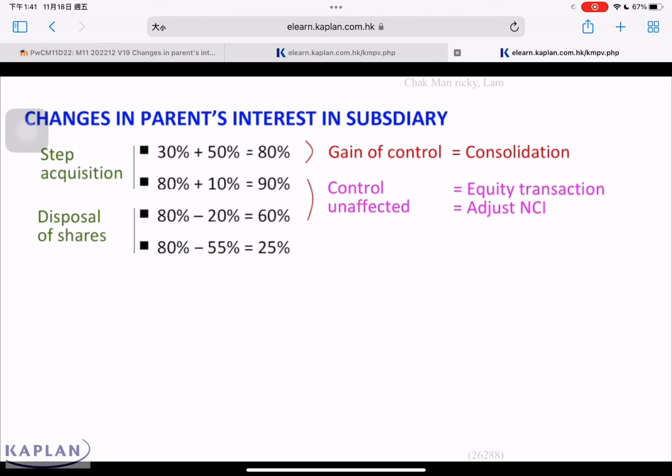The last type of change, before that 80%, 100% control, now 25%, 0% control. 100% to 0% control means loss of control. If it's loss of control, we have to do a deconsolidation.